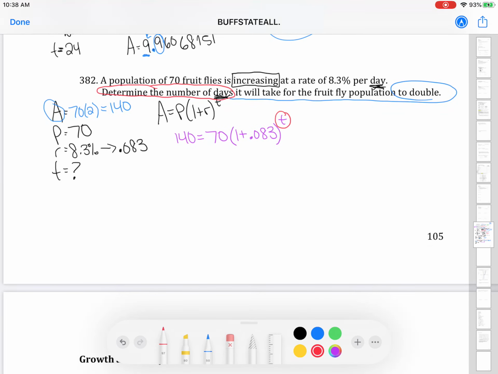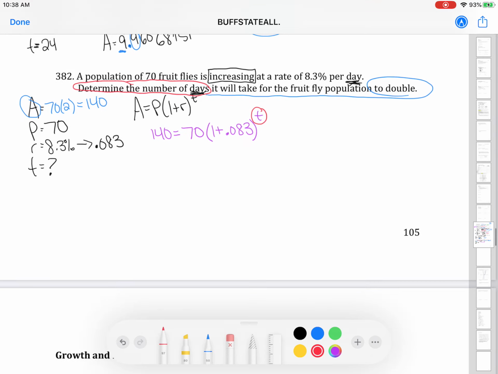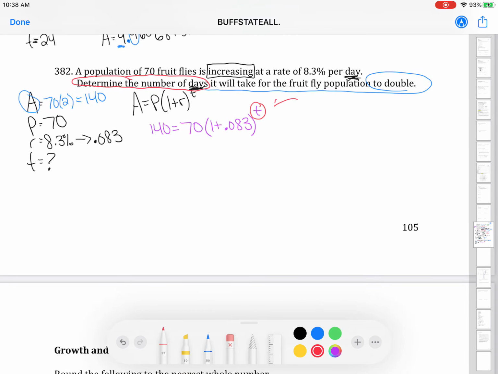Here's why this one's a little bit different in the way I need to solve it as well. Look at where your variable is. Your variable is up in the exponent. This is an exponential equation, which means you need to use logs to solve it. You knew it was going to come back.